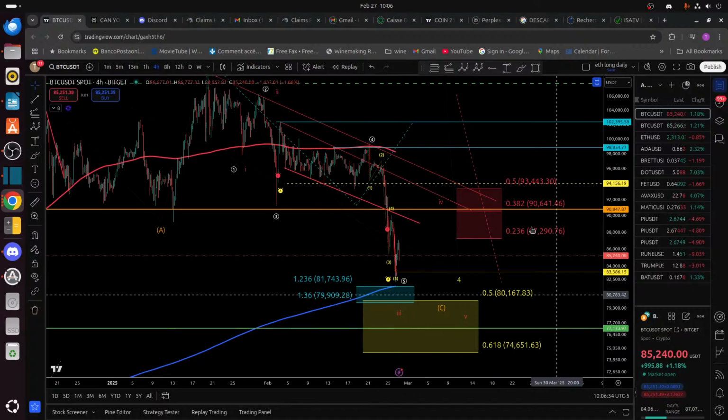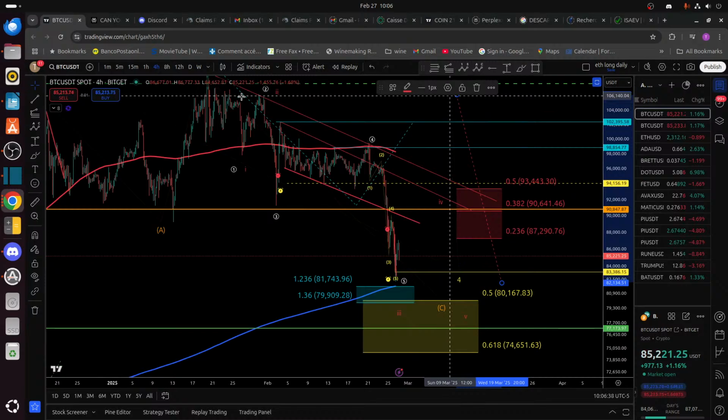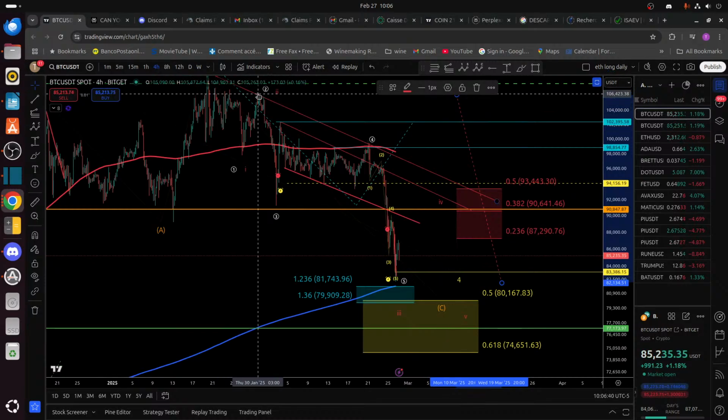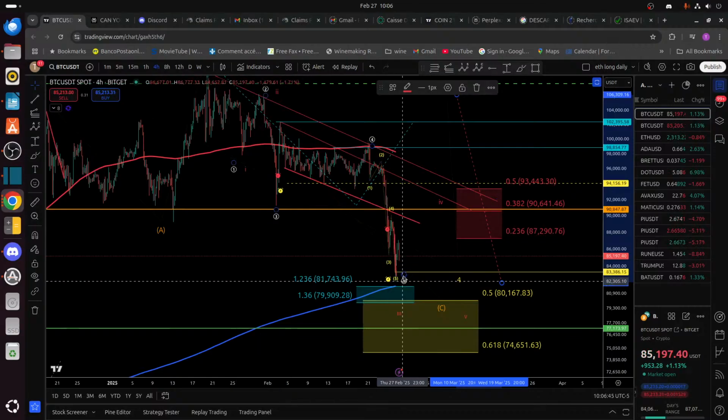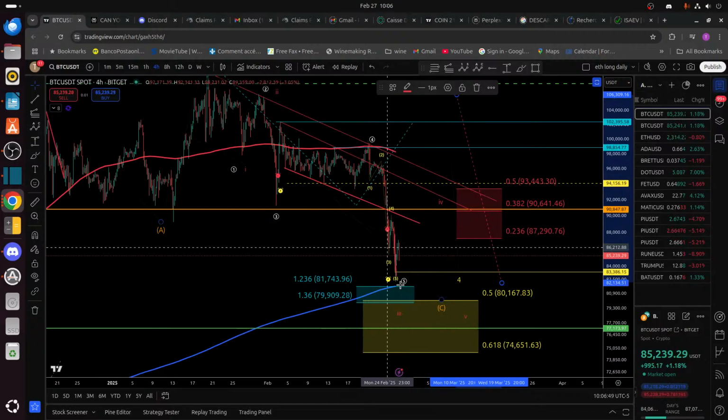Now I do have this resistance spot here, which is a starter from this allegedly third wave beginning to the end. I say allegedly because it could continue to go lower, but since I have 5, I can count 5 waves down.